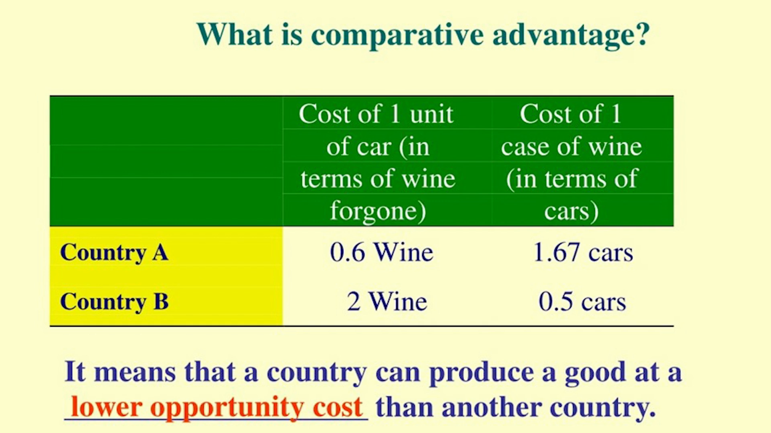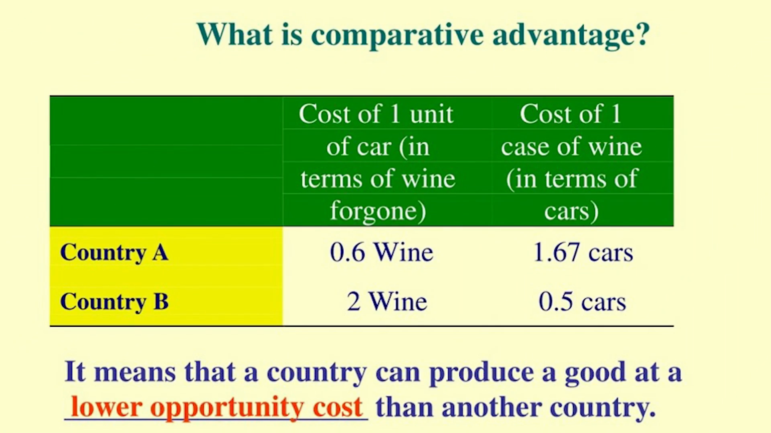Similarly, competitive advantage also depends upon specialization and division of labor. So what is specialization? In international trade, specialization refers to a country's decision to concentrate in the production of certain goods or a list of goods because of the advantages it possesses in their production. Now, what is competitive advantage? Again, we have two countries, country A and country B, and we are considering the cost of 1 unit of car in terms of wine and the cost of 1 unit of wine in terms of car.